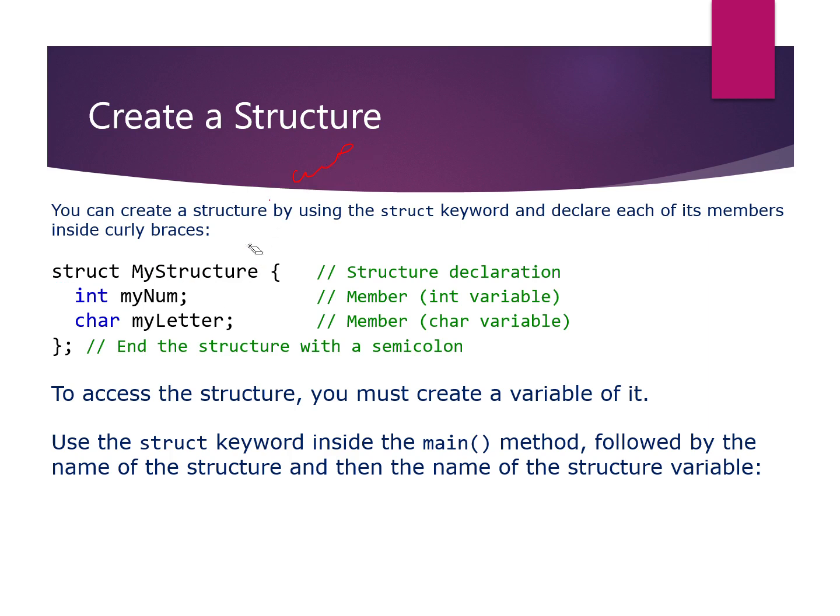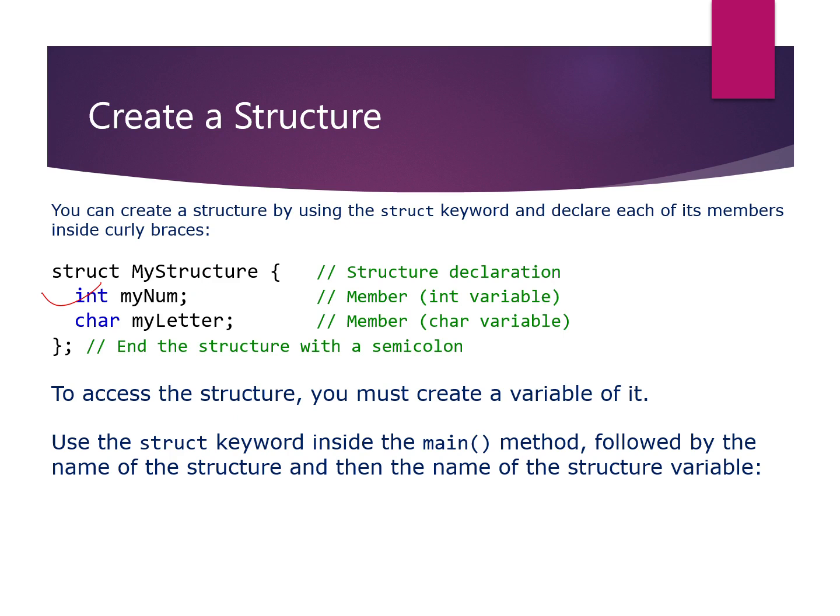Now int myNum is a variable of integer type that will contain my number. Now this is a variable of character type, my letter, right? So what is happening here? In this structure, we are declaring two variables that have completely different data types, but together they form a single unit, and these are known as the members of this structure. When we want to access the structure, we must create a variable of it.